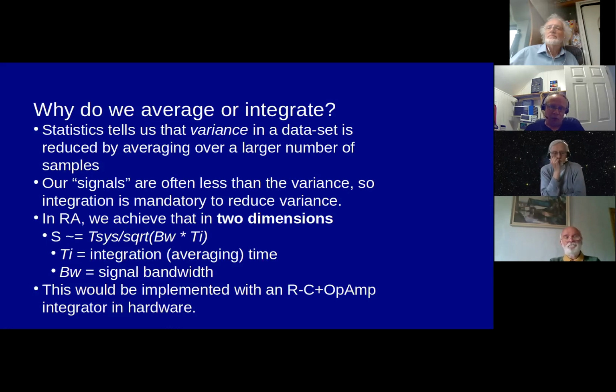In the analog world, of course, that would be implemented with an RC and op-amp integrator in hardware. They work reasonably well, although they tend to drift and misbehave. And they've got thermal problems and all that kind of stuff. But all of the early work in radio astronomy, of course, used all of this stuff in hardware. The math is the same, the implementation is different.